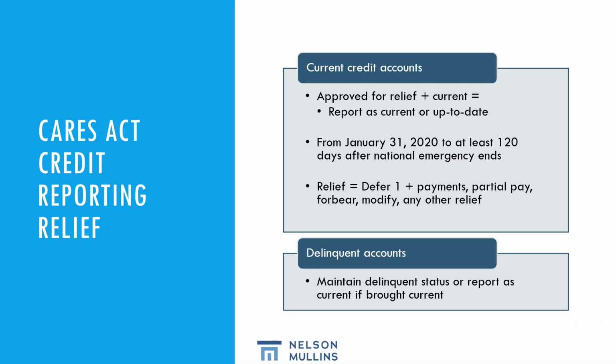But that means that you have to report these loans current until at least 120 days after the national emergency ends. So somebody has to be paying attention to that and make sure that the time periods are implemented in your systems. For delinquent accounts, you can maintain the delinquent reporting status, and if it's brought current, you can report it as current.